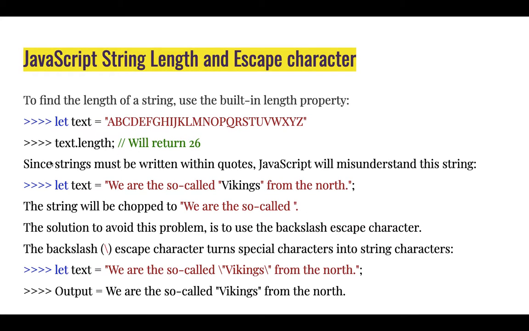Since strings must be written within either single quotes or double quotes, JavaScript will misunderstand this string. In this string, we have the opening quotes and then the closing quotes, but in between, there's a special character. We have another quote inside. So JavaScript will misunderstand it and chop the string to just from here to here. It will assume that this is the closing quote.